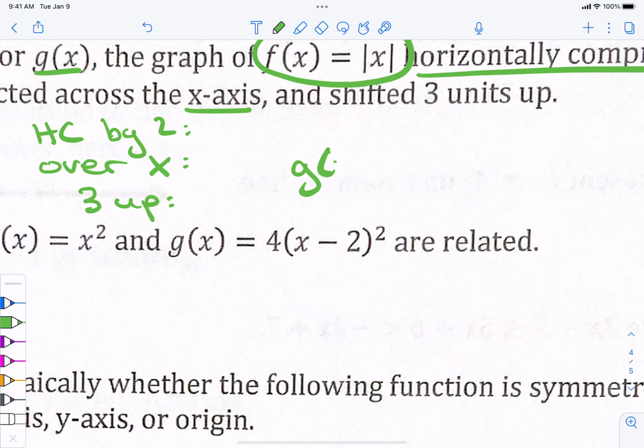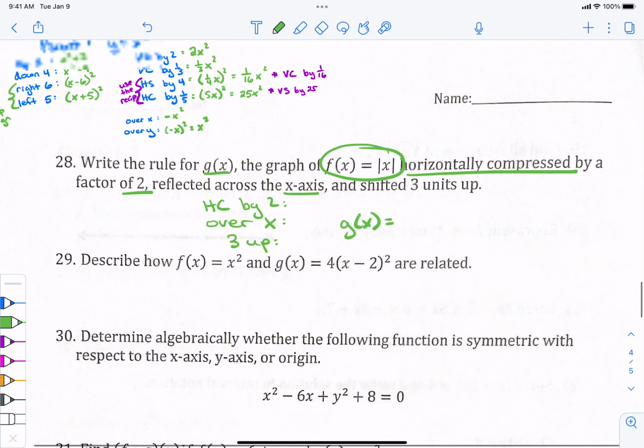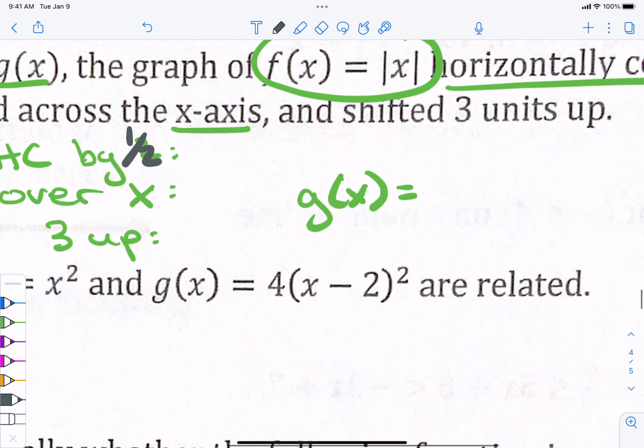So, g of x equals the absolute value of x. Okay, what's a horizontal compression by 2 going to look like? Wait a second. You can't have a horizontal compression by a factor of 2. That's a typo, right? Because if it's a horizontal compression, it has to be smaller than 1. So let's go up and change this because it should be 1/2. Horizontal compression by a factor of 1/2. We'll fix that. But that means that we're going to use 2 in the equation, right? Because we have to use the reciprocal.